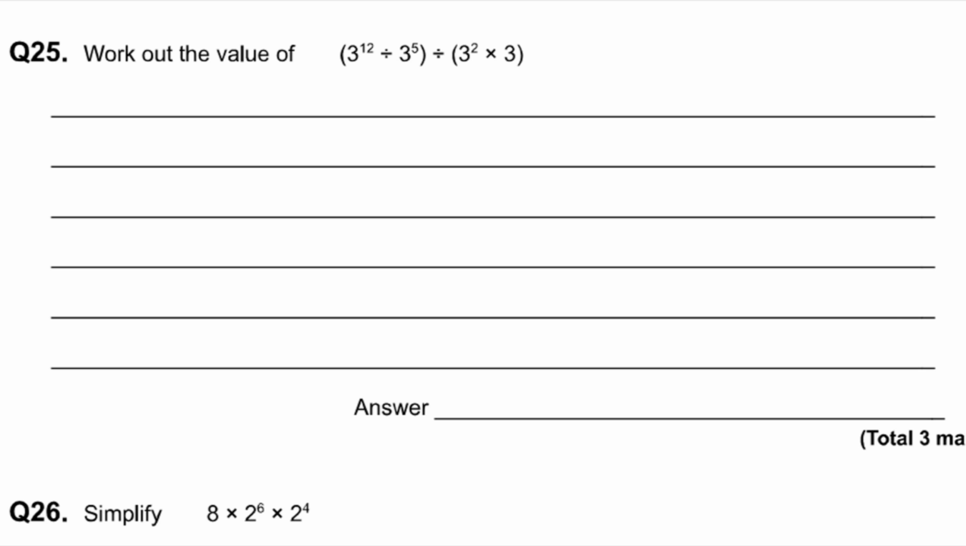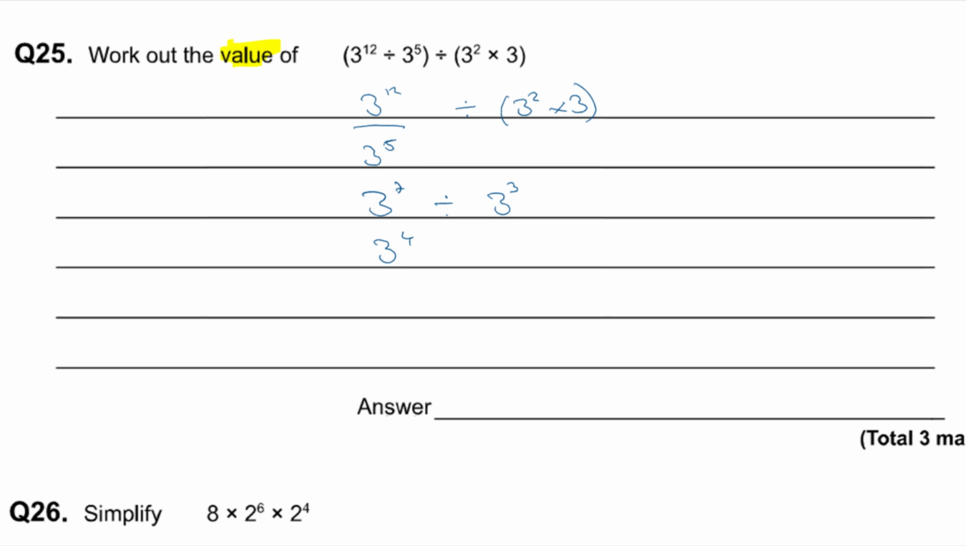I think I might write this first bit as a quotient. So that's 3 to the 12 divided by 3 to the 5. And then I want to divide it by 3 squared times 3. Let's just tidy that up a little bit. So 3 to the 12 divided by 3 to the 5, that's going to be 3 to the 12 take away 5, that's 7, divided by, and then I've got 3 squared times 3, that's 3 cubed, just combining those two together. And then I've got 3 to the 7 divided by 3 cubed, so same bases, subtract the indices, that's 3 to the 4, isn't it?